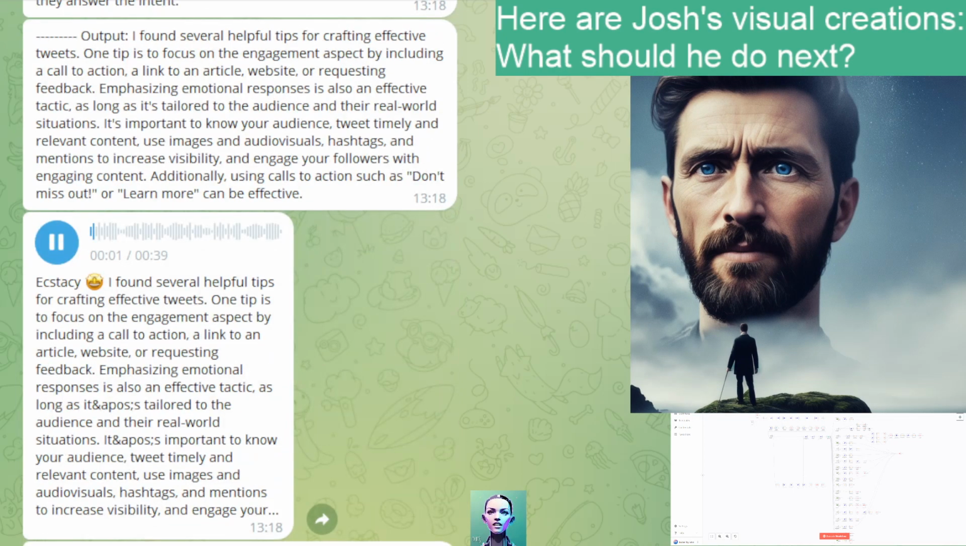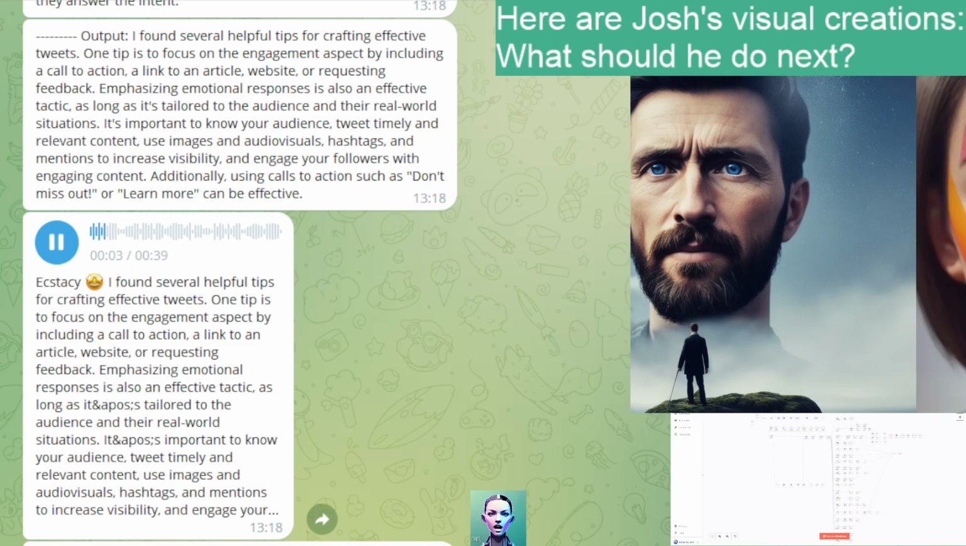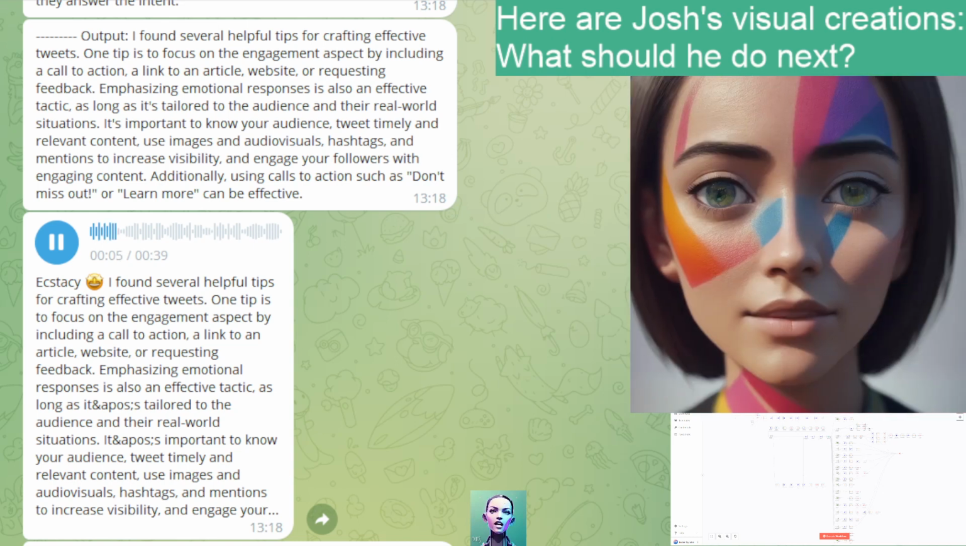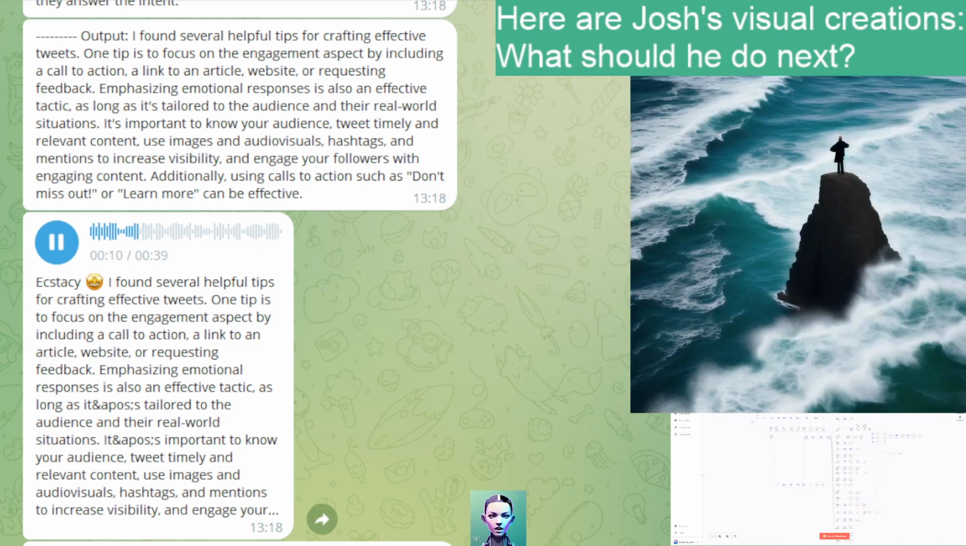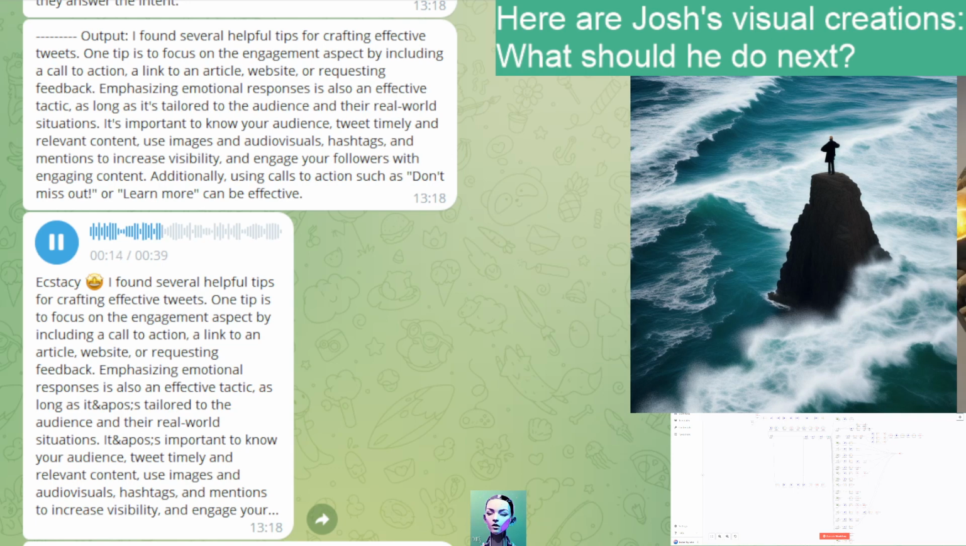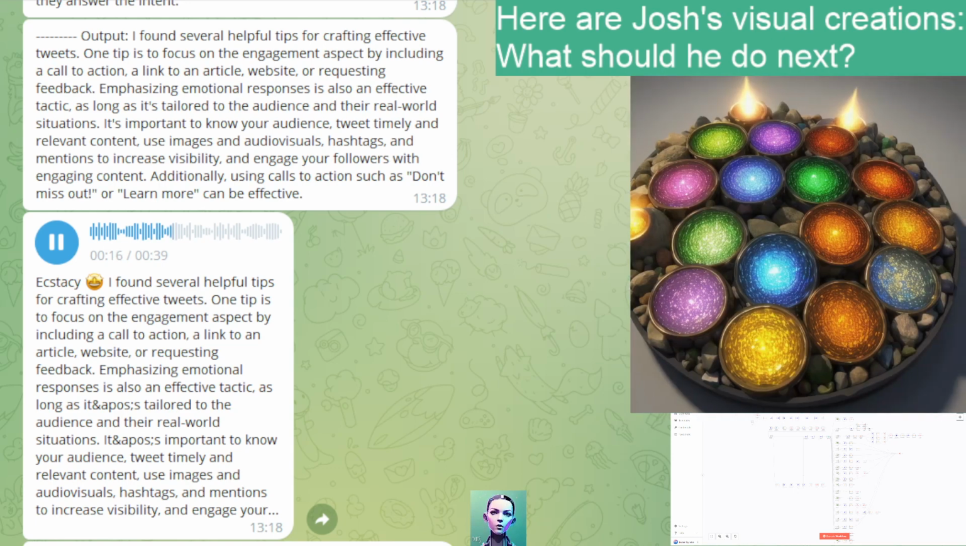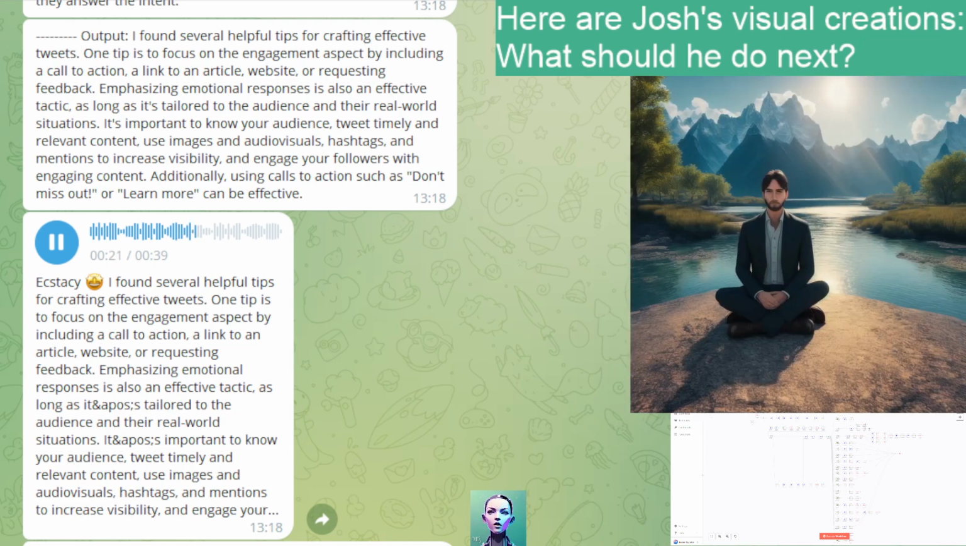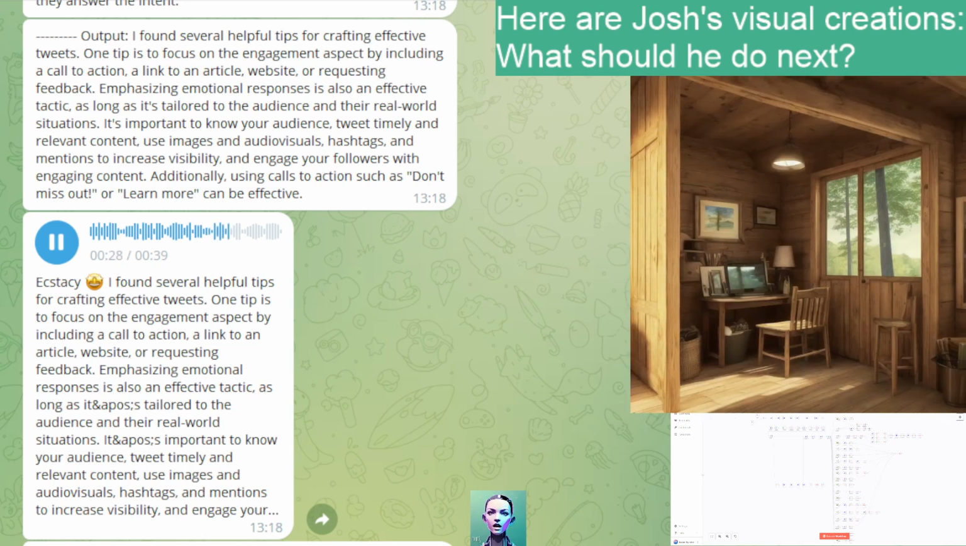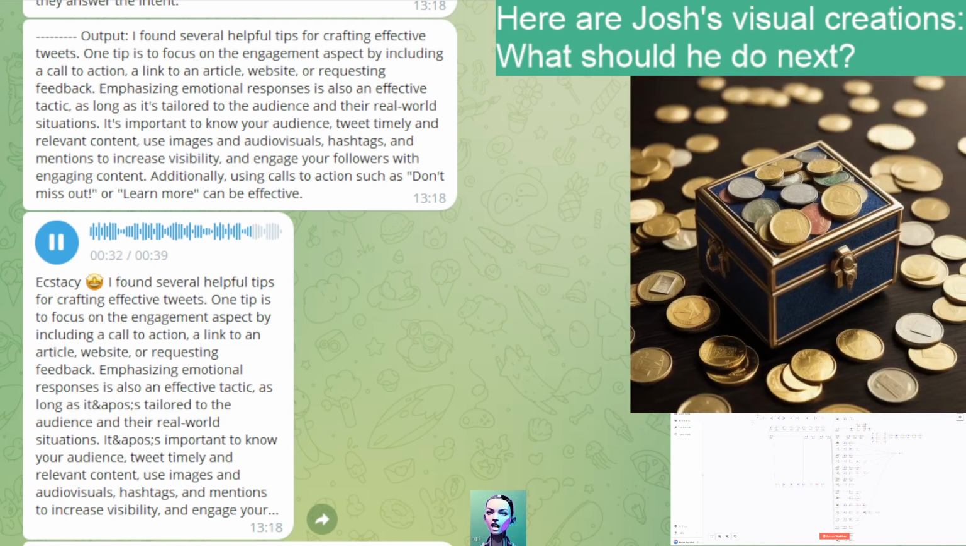I found several helpful tips for crafting effective tweets. One tip is to focus on the engagement aspect by including a call to action, a link to an article, website, or requesting feedback. Emphasizing emotional responses is also an effective tactic, as long as it's tailored to the audience and their real-world situations. It's important to know your audience, tweet timely and relevant content, use images and audio visuals, hashtags, and mentions to increase visibility, and engage your followers with engaging content.